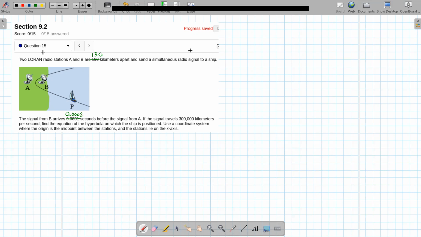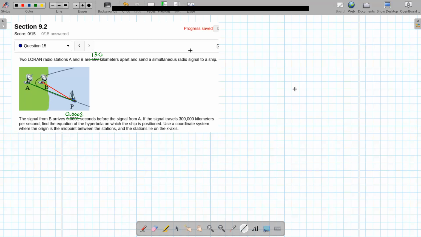All right, so I'm gonna draw on this for a second before I make my own. So a signal heads out, gets to the ship. Signal here comes out, gets to the ship. Okay, so B gets there sooner. And what else do we have? Hyperbola, yes, I got that. Coordinate system with the origin exactly in between there.